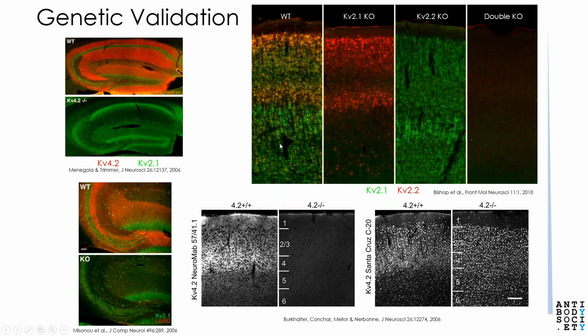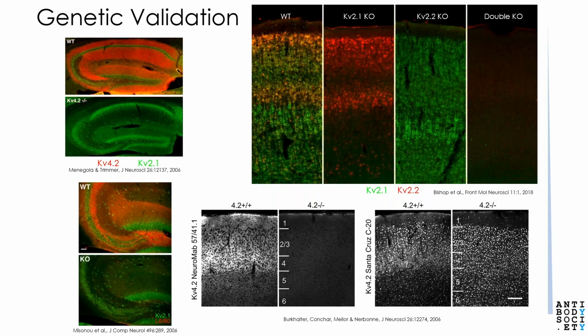The individual single knockouts show selective elimination of the green and red signals respectively, while in the double knockout, both signals are eliminated. Finally, the grayscale panels show genetic validation of two different antibodies, the one on the left passed and the one on the right failed. As you may know, there are many high-profile examples of such failures in the literature, as well as many successes.